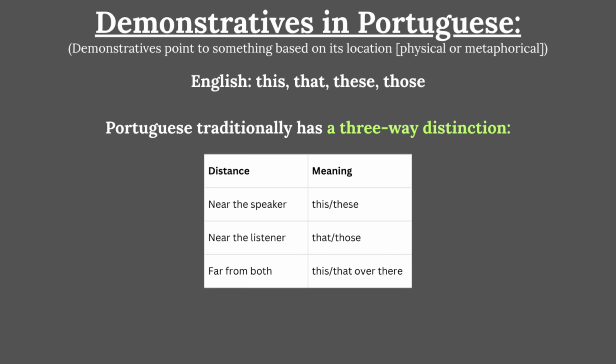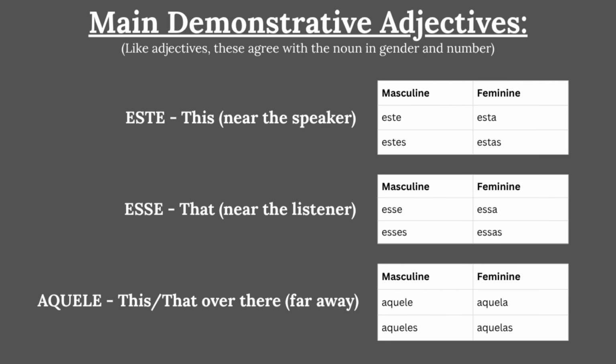In this lesson, we'll cover all types, starting with demonstrative adjectives. Like regular adjectives, these agree with the noun in gender and number. Este, esta, estes, estas, esse, essa, esses, essas, aquele, aquela, aqueles, aquelas. The key idea is that adjectives come before nouns and agree with them.